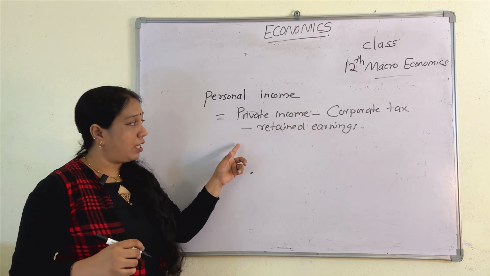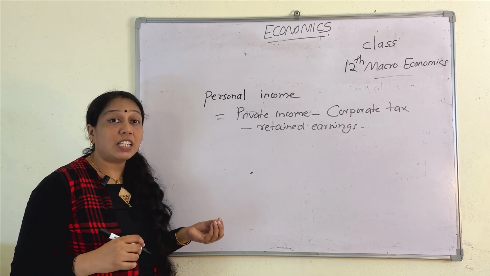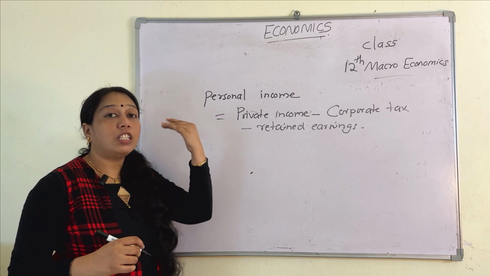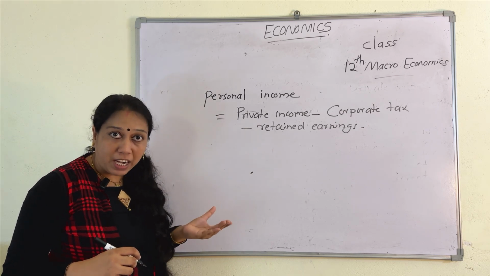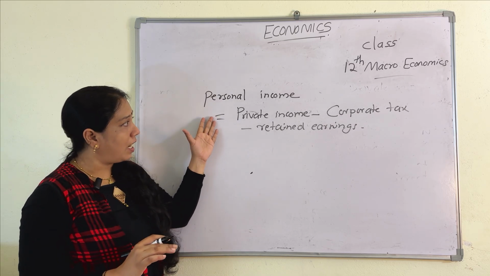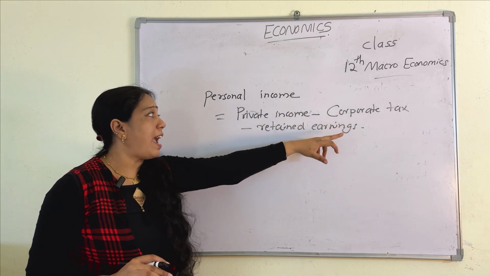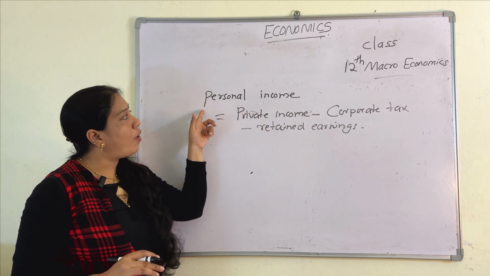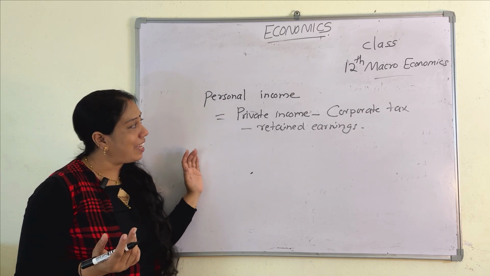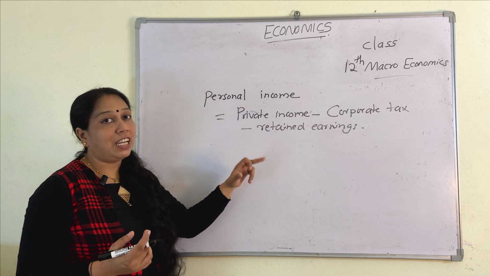One more thing you have to deduct, that is minus retained earnings. Retained earnings means the savings of the private sector to meet unexpected events in future or future expansion. The private sector makes savings. That is not a part of the personal income. So you have to deduct retained earnings and corporate tax from the private income to find out the personal income. So the formula to find out the personal income is private income minus corporate tax minus retained earnings.